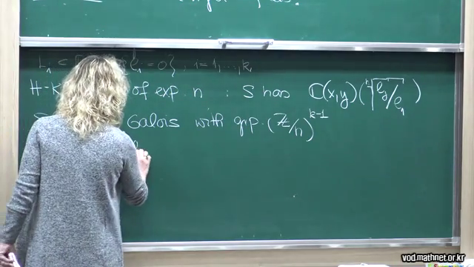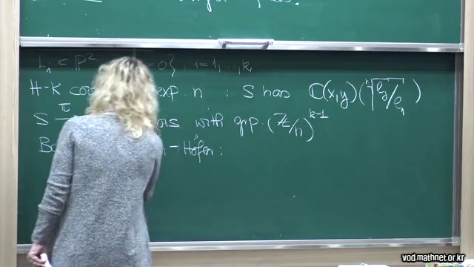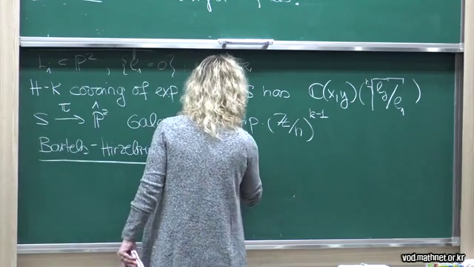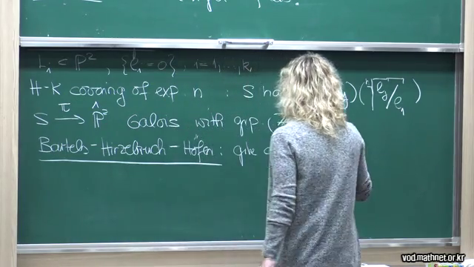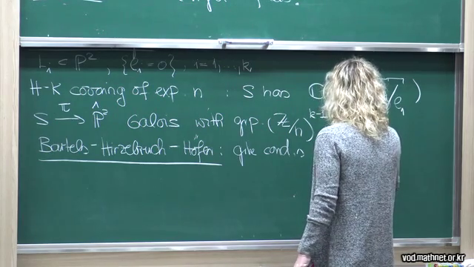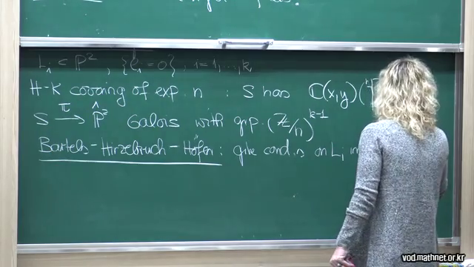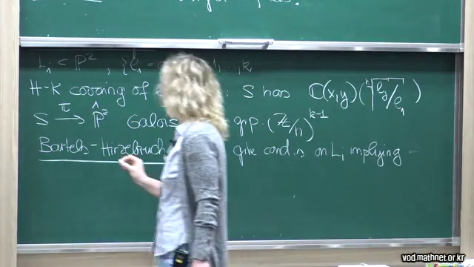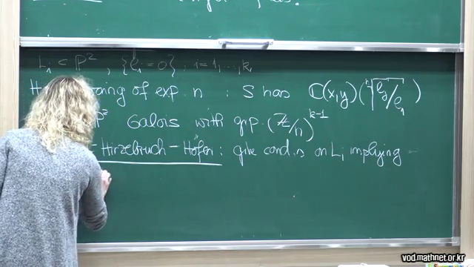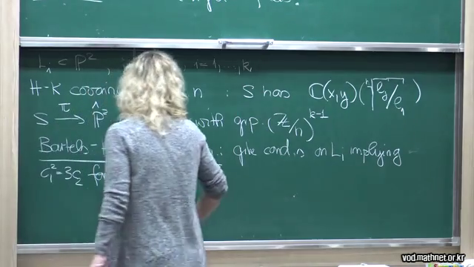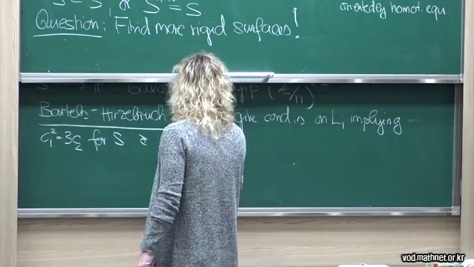Bartels, Hirzebruch, Höfer. So they give conditions on the Li implying c1 squared is equal to 3c2 for S. And they actually gave 3 examples of ball quotients in this way.